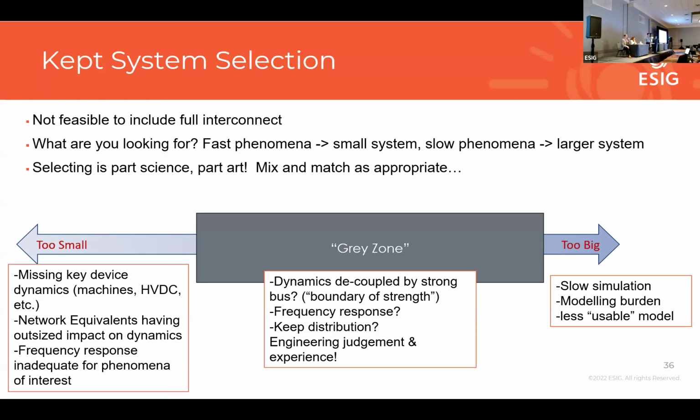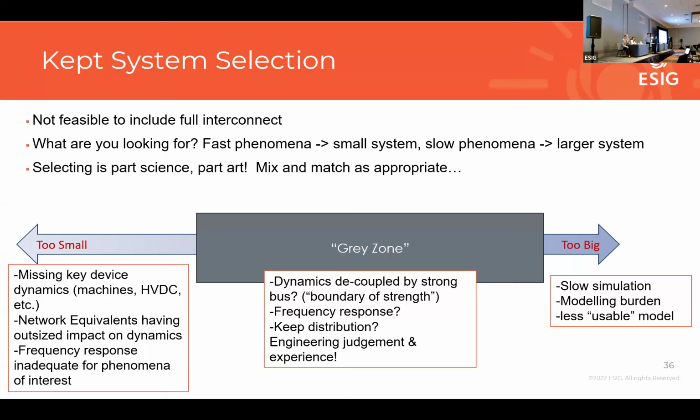But just keep in mind that there are risks. You might think, oh, I'll just make my system as big as I can. But there are obviously some risks involved in making the case too big. The simulation will become very slow, and there'll be a big modeling burden because you're now including a lot of transmission level elements within that system. So it's not that there's no downside. There are definitely downsides of making the system too big. It just becomes less usable, right? And that's a reality.